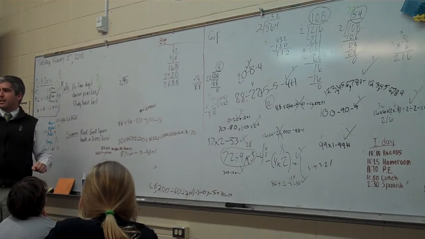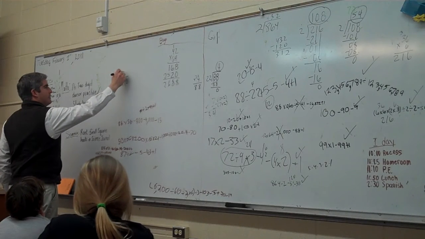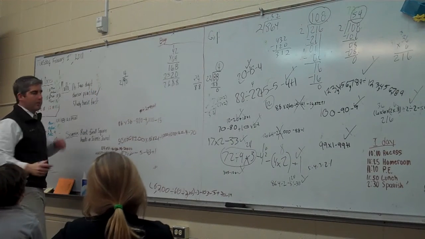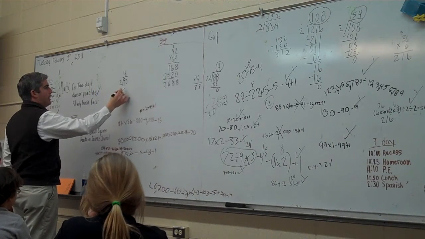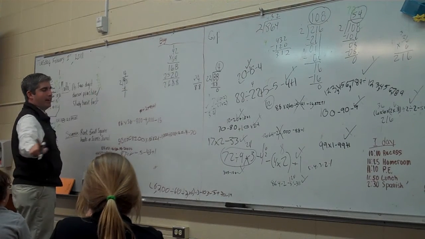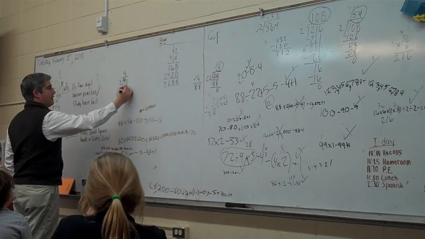2 goes into 9 how many times? 4. What do I do next? 2 times 4 equals 8. Where do I put it? Under the 9. Then what? Subtract. Slow down, Cole. Then I do what? Bring down the 0.